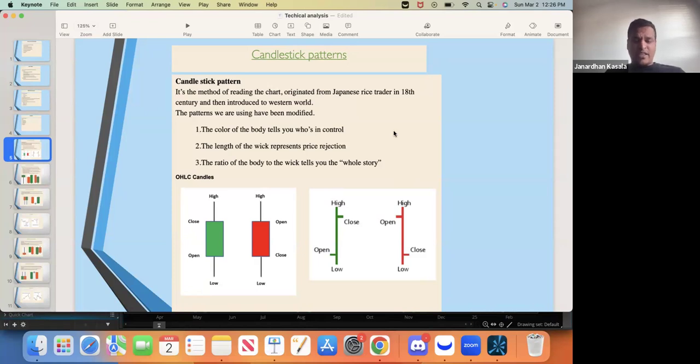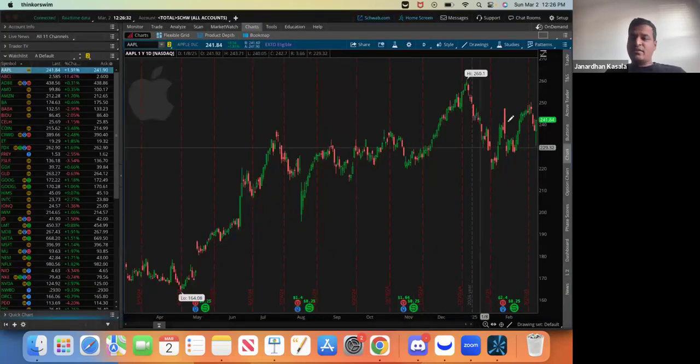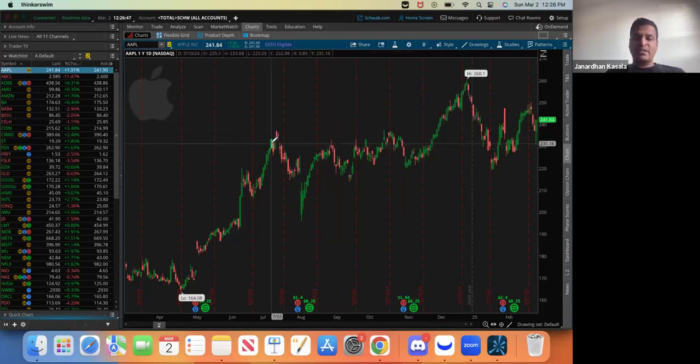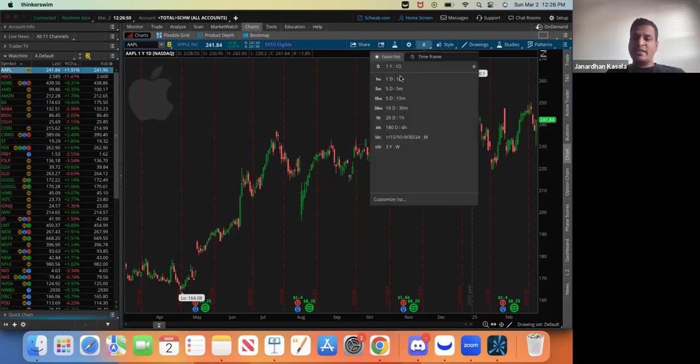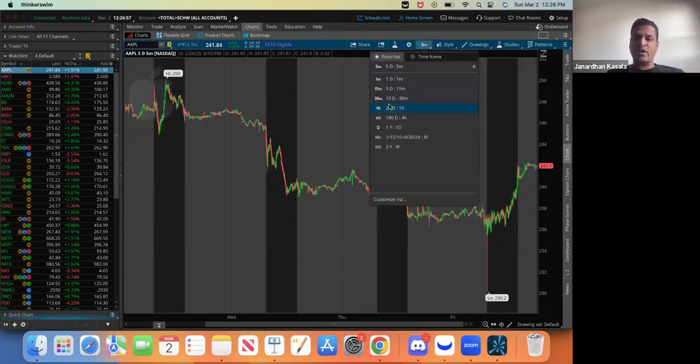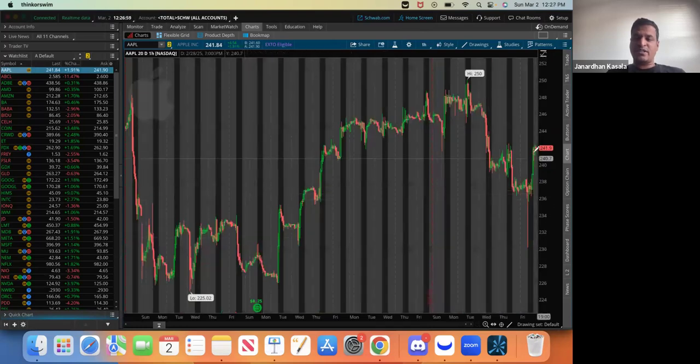Candlesticks are nothing but this: whatever you see here, every candle represents a day. Here you can select the time frame. I'm on the day chart, so every candle represents a day. If you select 5 minutes, every candle represents 5 minutes. If you select 1 hour, every candle represents 1 hour. So that's about the time frames.